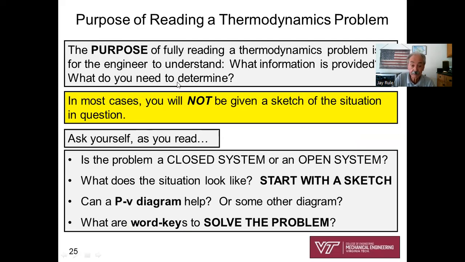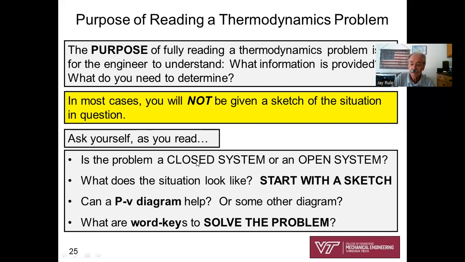What's the purpose of reading the problem? The purpose of reading a problem before you start working on the numbers is what information is provided and what do you need to determine. That's critical in a time-limited situation. In most cases, you won't be given a sketch of the situation. Mostly it's going to be a word problem.